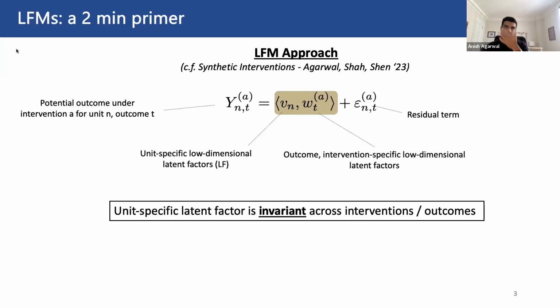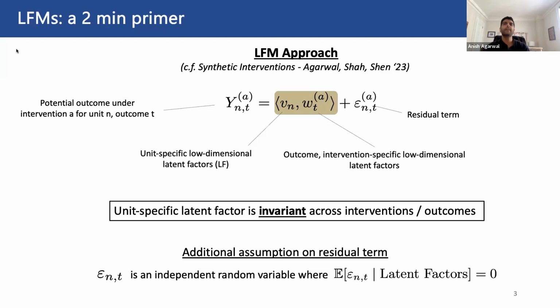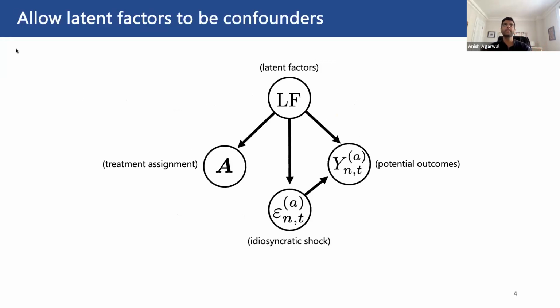And the key thing that lets you generalize is that the unit-specific latent factor is invariant across interventions and outcomes. That's the key structural assumption, a parametric assumption that's made. And the second assumption is that epsilon nta, which is the residual term, is an independent random variable that is mean zero conditional on the latent factors. So that's basically the parametric assumption that's made.